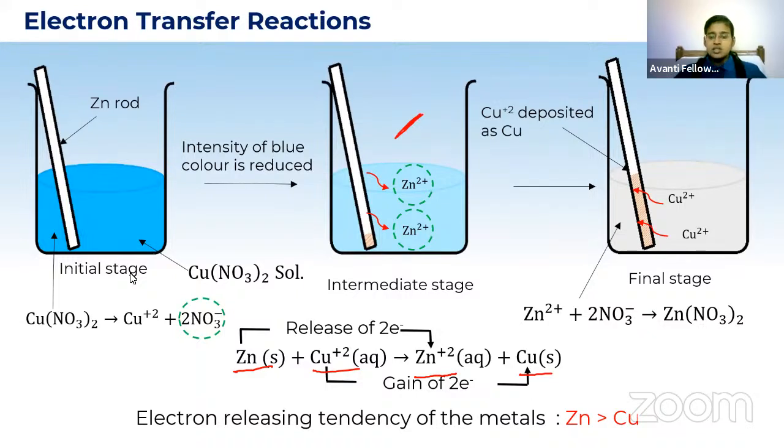So this is experiment number 1. Electrons are transferring from one system to the other, and we can see some changes inside the beaker from the color change. So this is one experiment. Now I will take one more experiment.